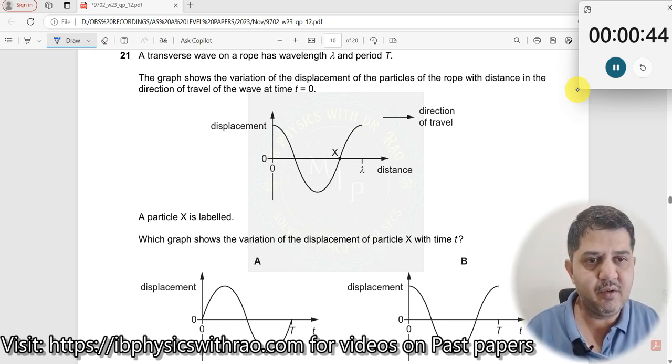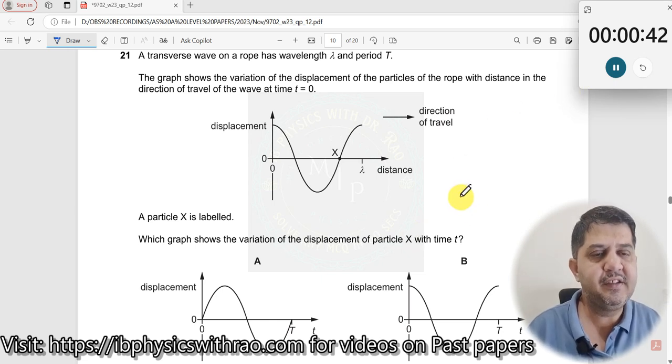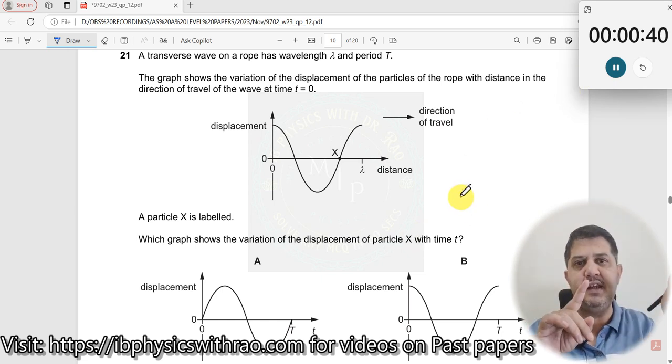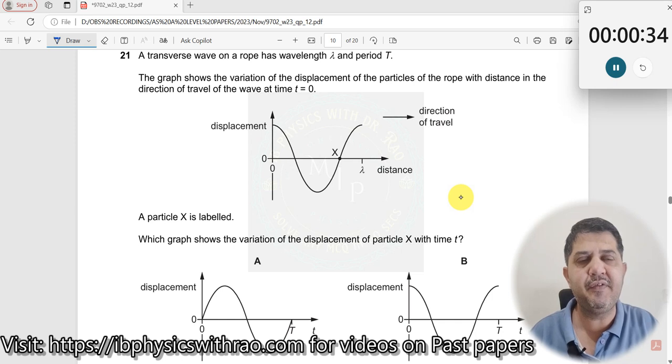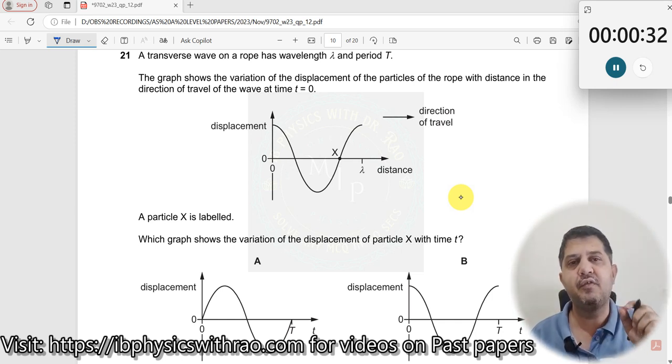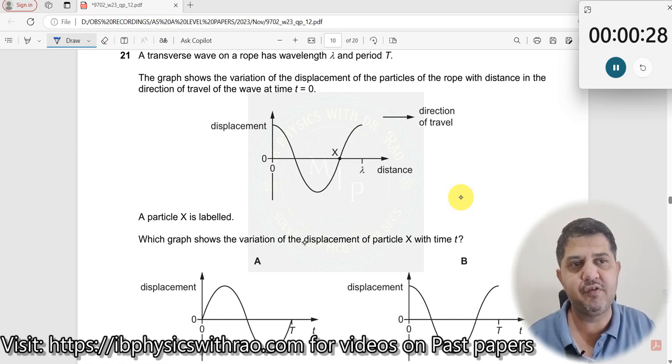Now there are 4 graphs shown over here. So this is something like you have a wave going, and what you do is you take a snapshot of it and you get a wave there, right? Now what you need to do is identify, as the wave moves like this, what will happen to the X over here? Which graph will denote that one?